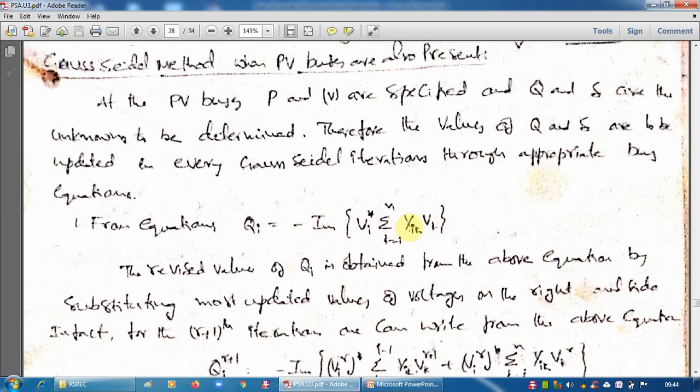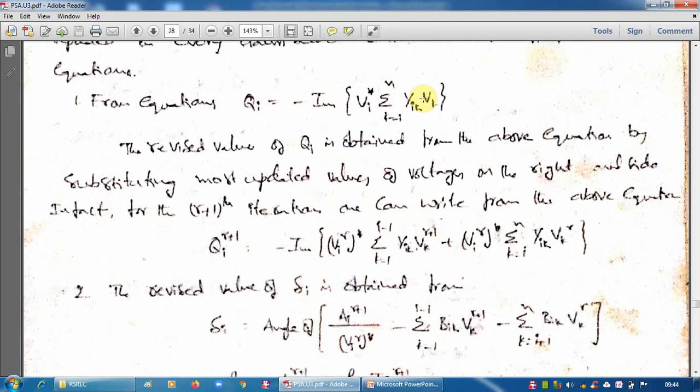These are all Y bus elements. They are constant, determined in the first step itself. So the variables here are bus voltages only. Same thing, Q in terms of fresh values of voltages and old values of voltages. This is also derived, explained. Same expression in modified form can be written like this. So this is the expression for Q.